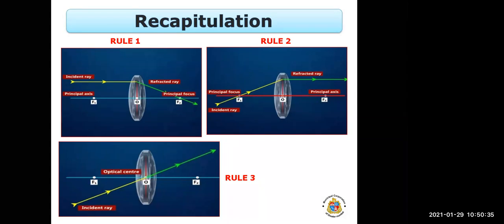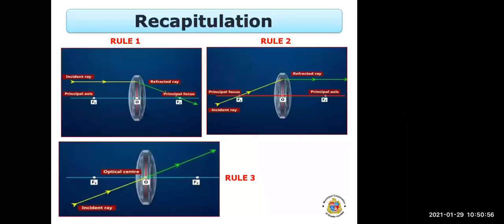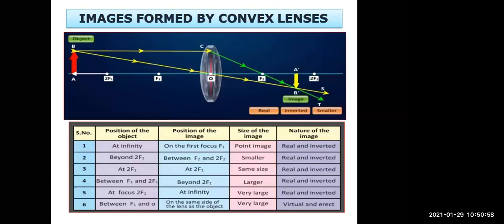So with these 3 rules, we will study a few of the images which are formed by the convex lenses for different positions of the object. Okay, so let's study it. These are the images formed by the convex lenses from these 3 rules which we have studied. Now we will see one by one.